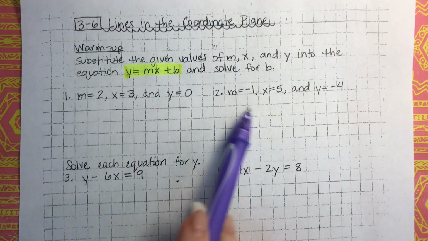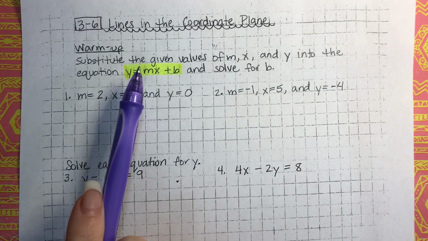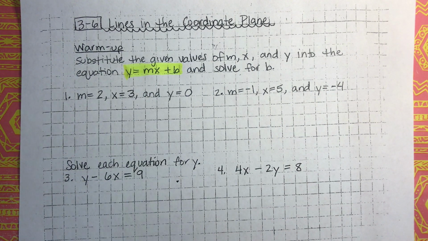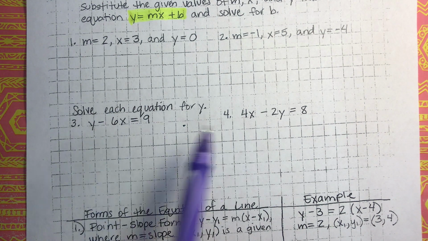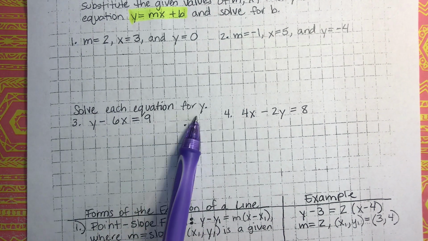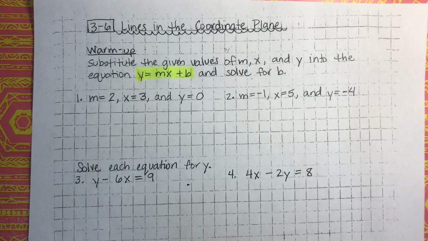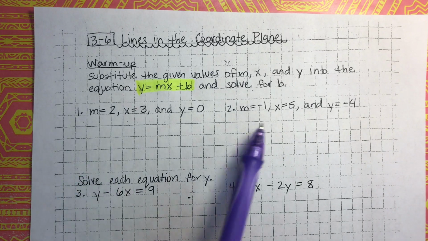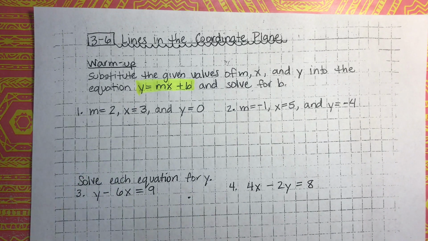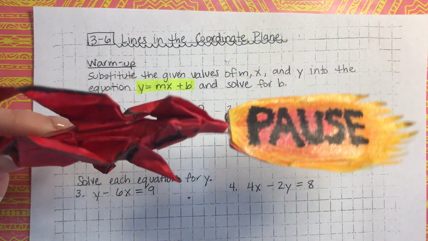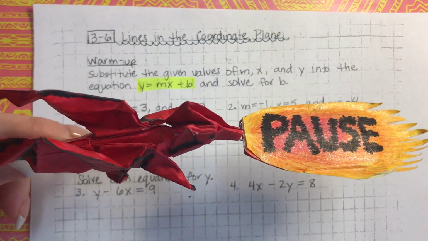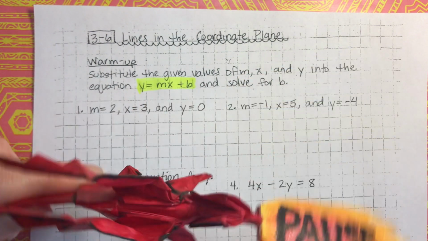Okay, so for 1 and 2, you're going to have those values. You're going to substitute them in and figure out what b is. And then for problems 3 and 4, there's two other equations, and you're supposed to solve the equation for y. So I want you to just go ahead and work out 1, 2, 3, and 4. Here's my friend, the pause dragon, reminding you to pause your device and work out those problems. When you get done, press play, and we'll go over them together. All right, see you in a bit.